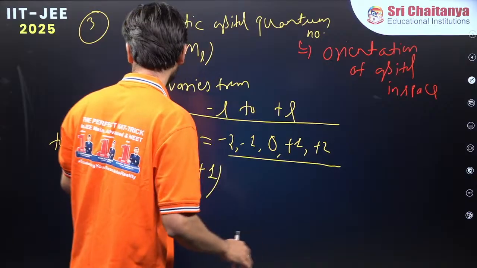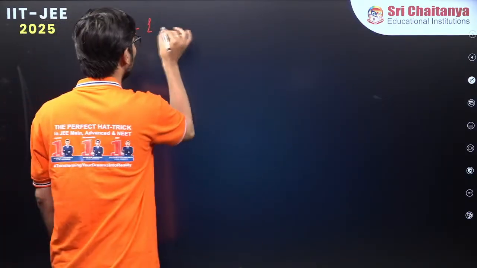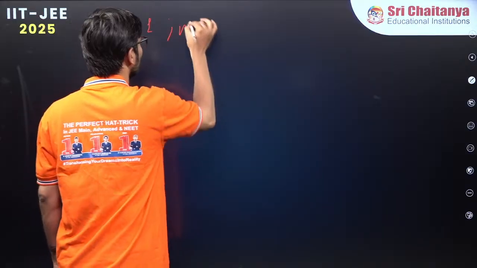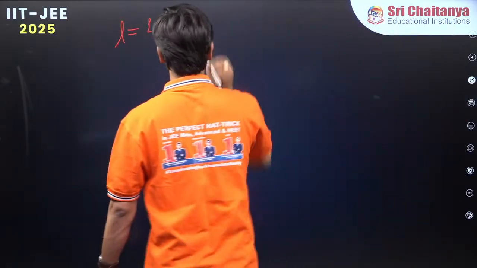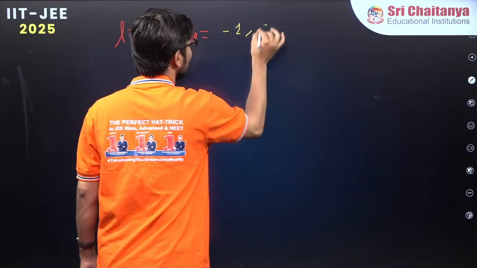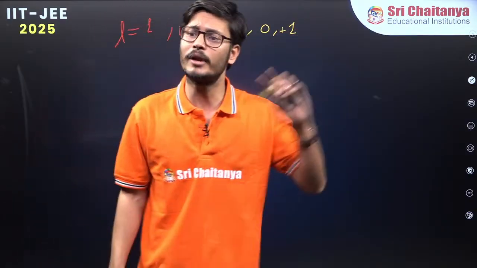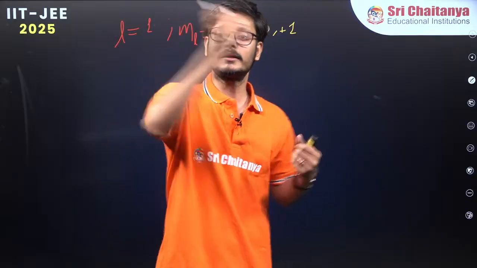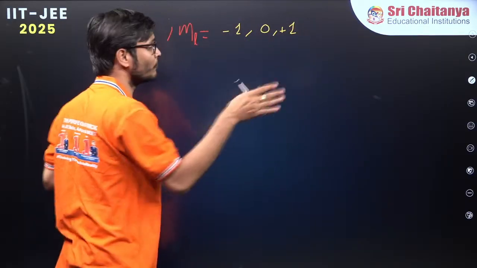Let us say that I'm having L value equal to 1. L value 1 means, what are the ML values? For L equal to 1, the ML values are minus 1, 0 and plus 1. So these are the three values we are having for ML, isn't it? Now what are the different orientations?